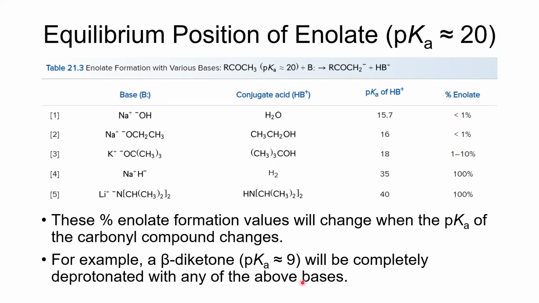So how much deprotonates is going to depend on which carbonyl compound you choose and also which base you choose. So just compare. If the pKa of the conjugate acid of your base is more than 1 or 2 pKa units greater than the pKa of your carbonyl compound, you're going to get mostly deprotonated and mostly in the enolate form.